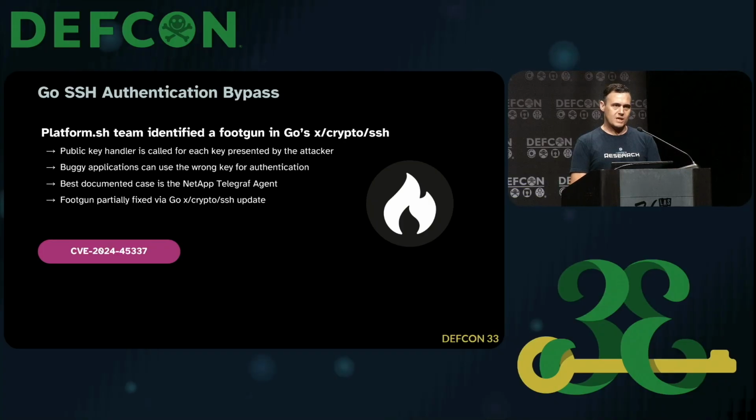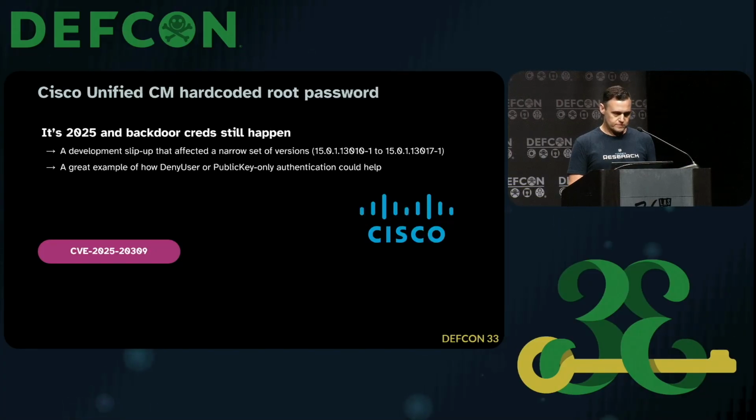As far as what was exploitable, no one ever talked about it, but we did some spelunking, and the only one we could find that looked like it's definitely exploitable was the NetApp Telegraf agent. Everything else looked like it was really difficult to actually abuse.